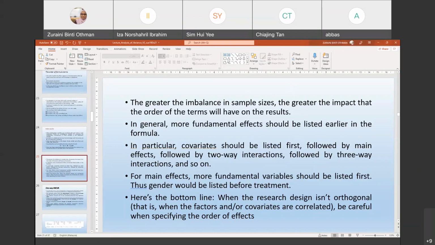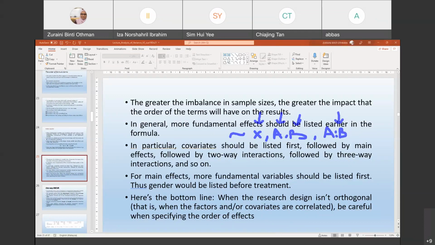In general, more fundamental effects should be listed earlier in the formula. In particular, covariates should be listed first, like you see in the formula just now, covariate as X. After the covariate is followed by the main effects, whether from factor A or B. Then after this, there is the interaction. This is how we list the order inside the formula: covariate first, then the main effects, and then the interaction between A and B.